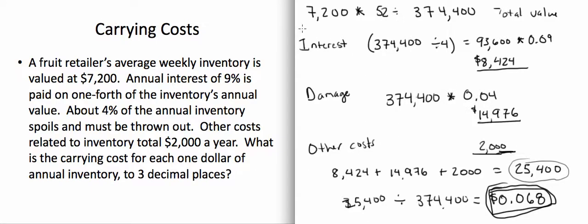So the first thing we did was find the total inventory value. We found all the costs of our inventory, added those up, and then divided that answer by the total value of our inventory. You'll get a small number for the most part each time, and that's what we get for a final answer.